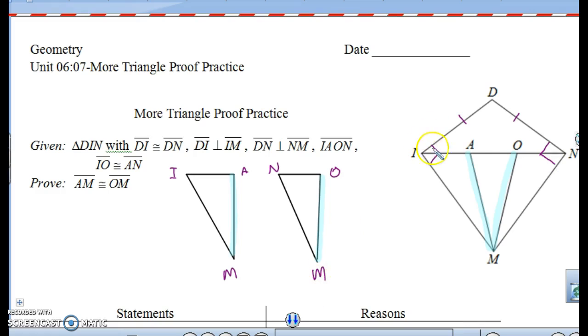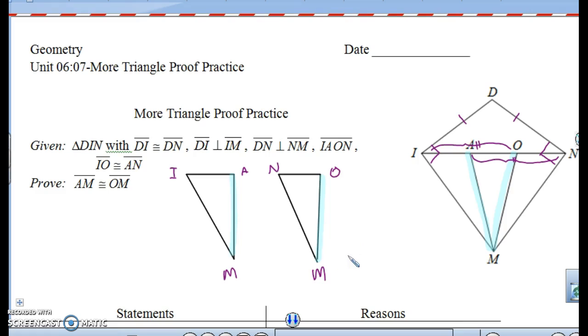Then I have IAON as a line, where IO, let me mark it like this, is congruent to AN here. So I've got a lot of information there. Let's see if I can figure out what I have to do.